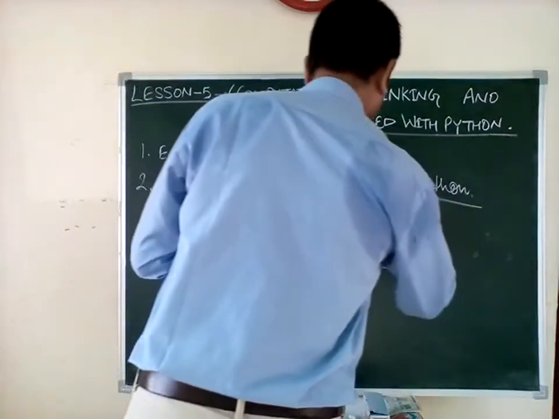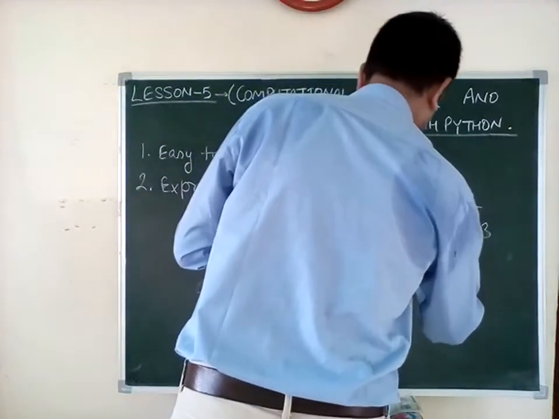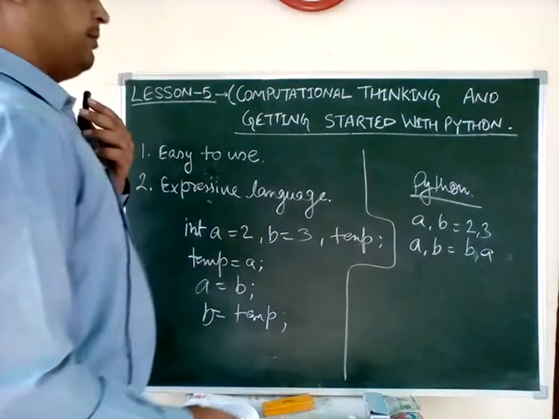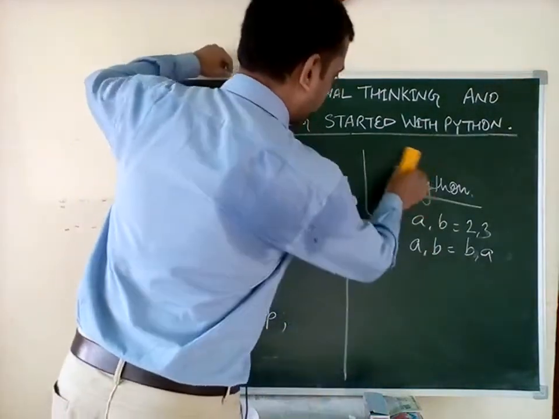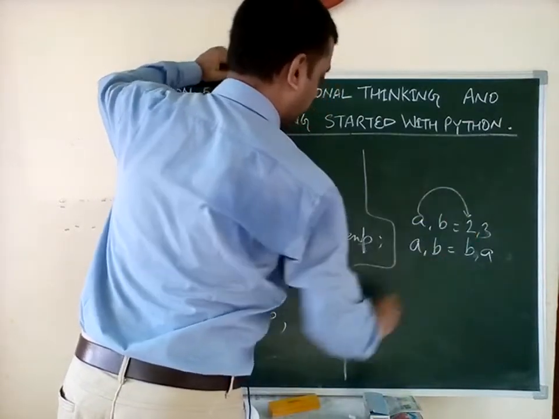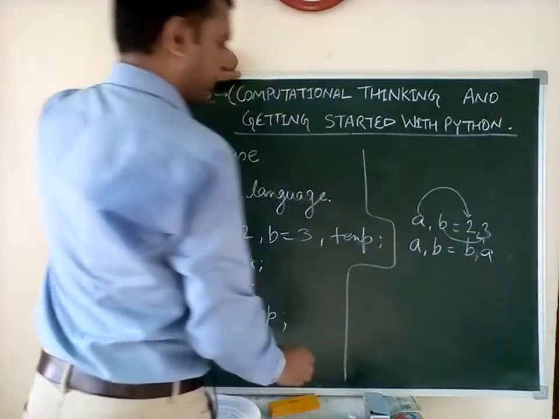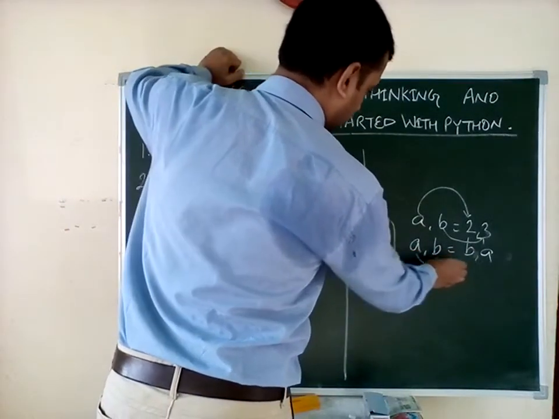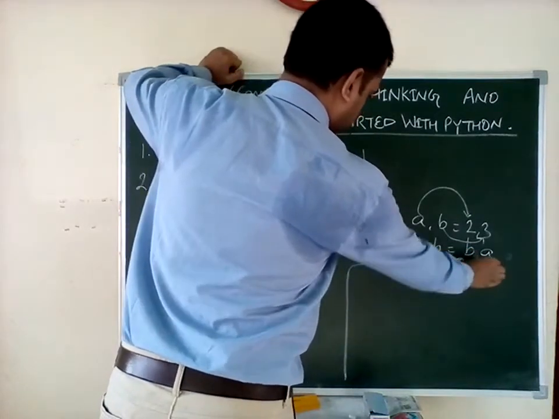a is equal to 2, b is equal to 3, and a comma b is equal to b comma a. Whatever the value here, the first variable which you have written, a, will hold the first value, and b will hold the second value. Now you can see clearly that a is having the value of b, and in the second you can see b is having the value of a.